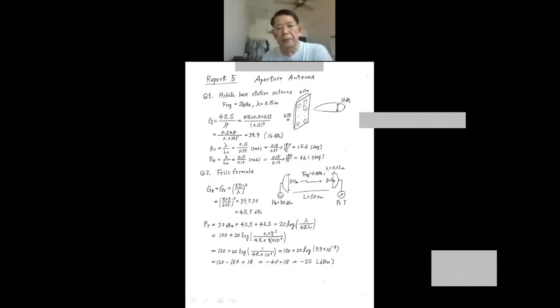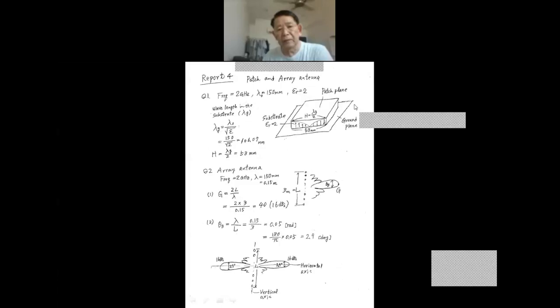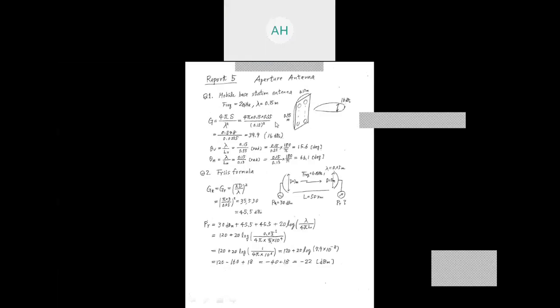So in the aperture antenna, radiation is only one direction. Linear antenna radiates all around the antenna. So to concentrate the direction, the antenna gain can be increased. This is a practical application sample of aperture antenna. Is this okay? Okay, Sensei.